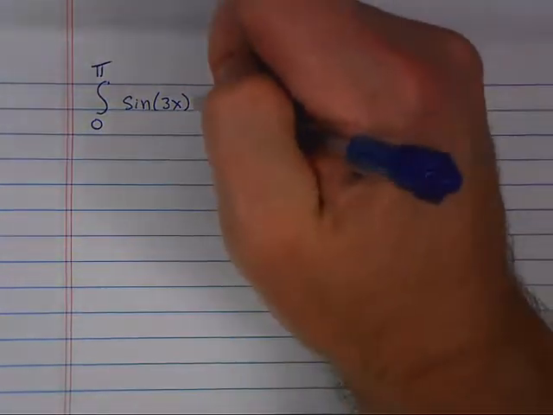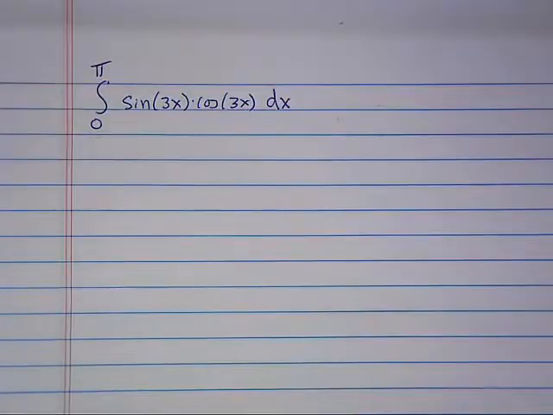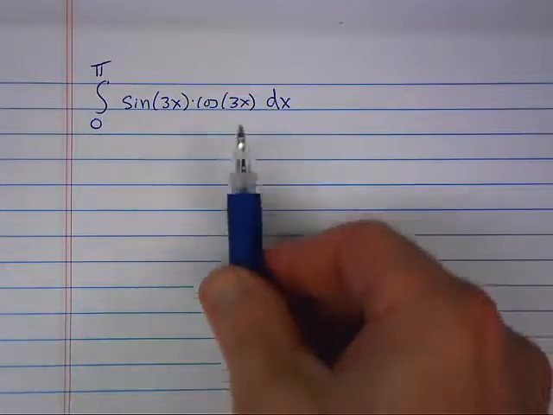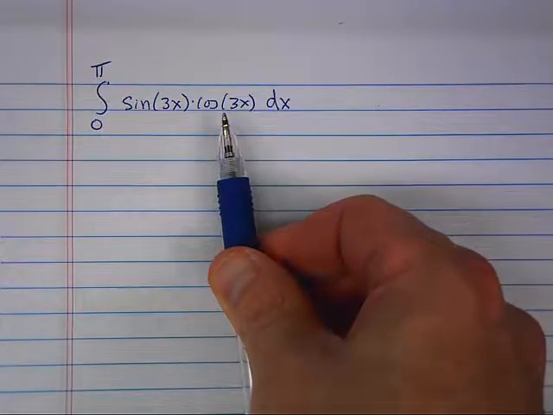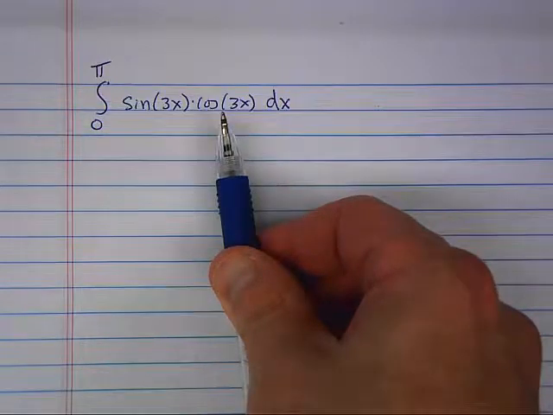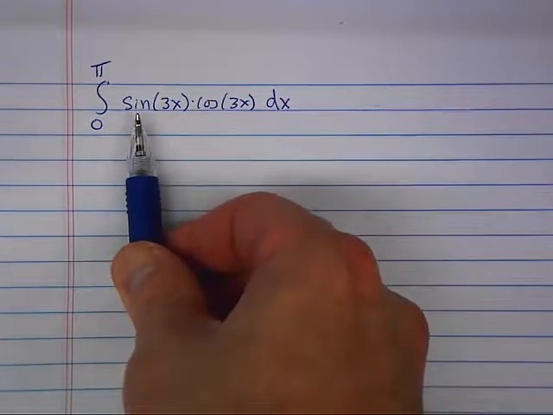Once again, I see multiplication in my problem. Multiplication tells me I'm most likely going to need u substitution. What should u be? U could be cosine 3x, because if I take the derivative of cosine 3x, what am I going to get? I would get the negative sine 3x. I could make that work.